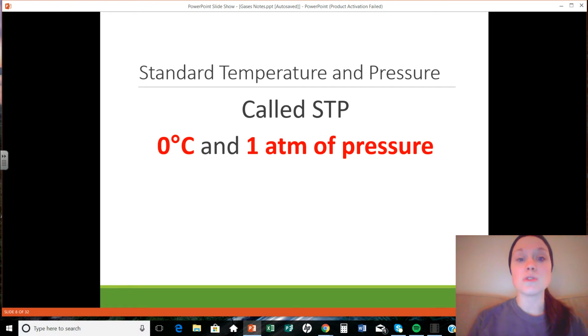It's important that you guys know what STP is, because in some word problems coming up throughout this unit, it might say, assume that this experiment was run at STP, and you will need to know that that means 0 degrees Celsius and 1 atm of pressure. So be sure that you have this written down in your notes as well, that standard temperature and pressure is 0 degrees Celsius and 1 atm of pressure.